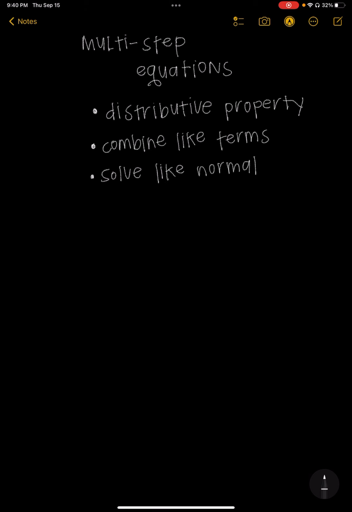And hopefully by the time we get to that third step, or the solve step, they look familiar enough that it's like, oh yeah, let me just solve this real quick. So let's start going through some examples. The first example is 5x minus 2x plus 3 equals negative 18.